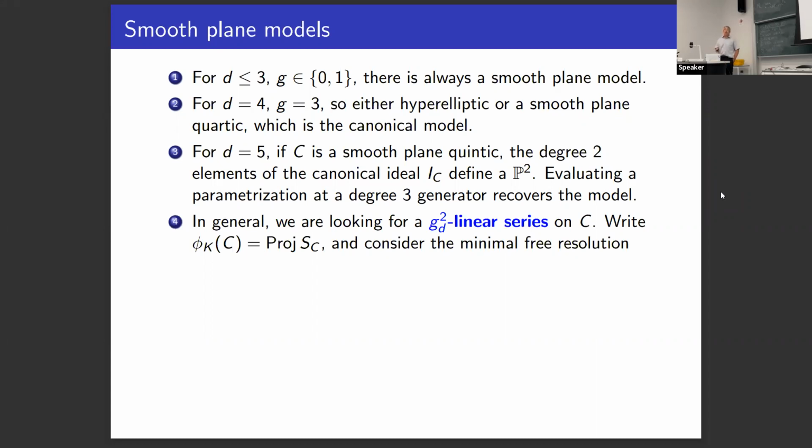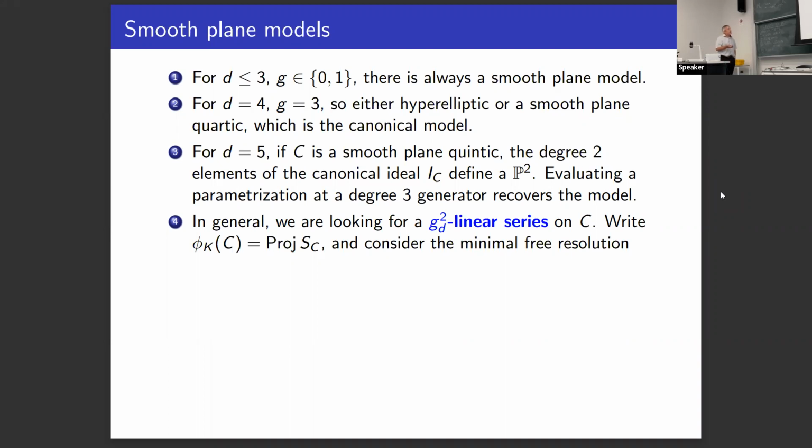More generally, what we're looking for is what is called the g^2_d linear series. So we're looking for a linear series which has degree d and embeds us into P2. You can think about it as a line bundle which has global sections of dimension 3. And this is a very well-known problem in Brill-Noether theory.